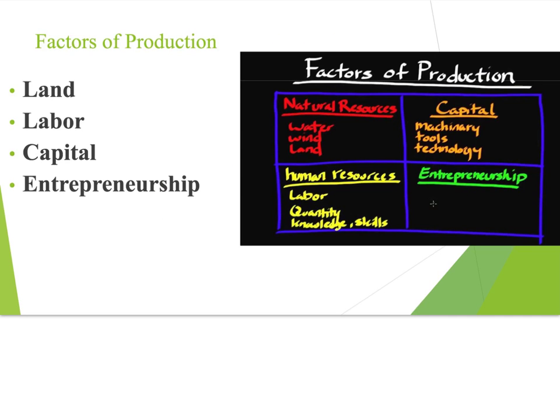Then we get into our 4 factors of production, what we need in order to produce anything. First, you need land, any sort of natural resource like water, wind, land. We need labor, such as human resources, your quality, knowledge, skills, abilities. We need capital, such as machinery, tools, and technology. And entrepreneurship deals with the risk takers of the economy. And we need all 4 of those in order to produce. The more factors of production we have, the more we're able to produce. And that's why we shift the production possibility curve outwards.